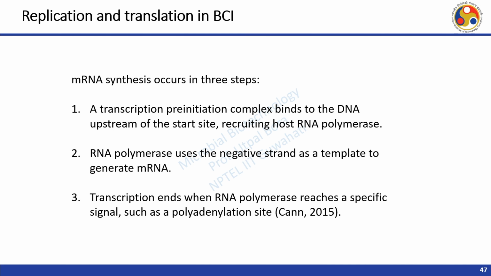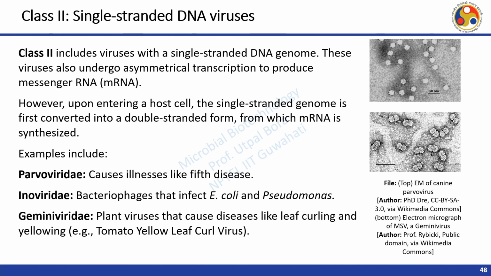mRNA synthesis occurs in 3 steps. A transcription pre-initiation complex binds to the DNA upstream of the start site, recruiting the host RNA polymerases. The RNA polymerase uses the negative strand as a template to generate mRNA. The transcription ends when RNA polymerase reaches a specific signal such as a polyadenylation site.